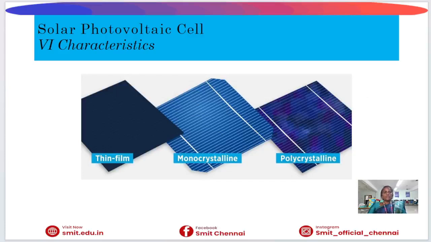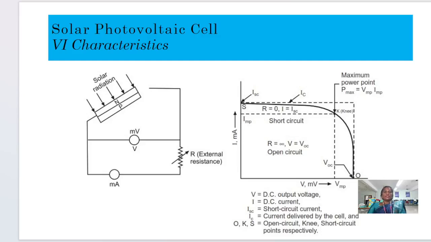This graph further illustrates VI characteristics of a solar cell. The operating point of a solar panel varies with changes in sunlight intensity and temperature. Higher irradiance increases the output current, while higher temperature tends to reduce the output voltage. Therefore, the maximum power point continuously changes, making MPPT control essential for efficient energy extraction.